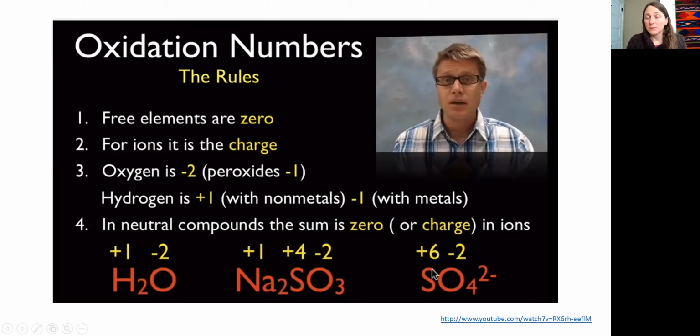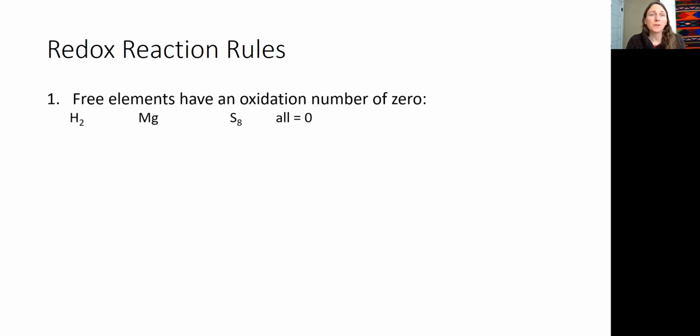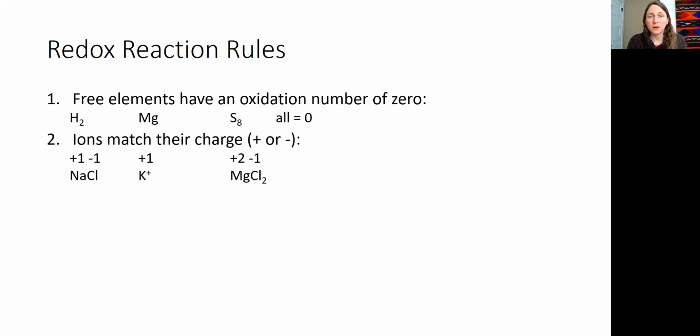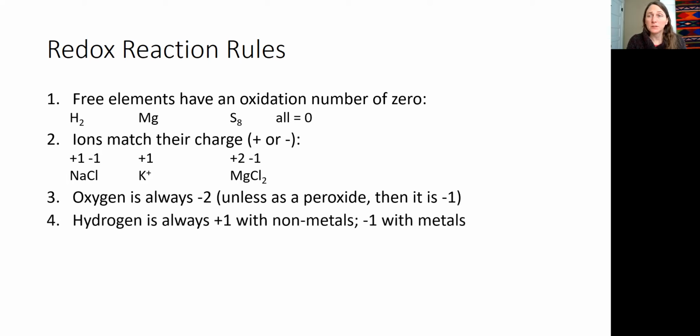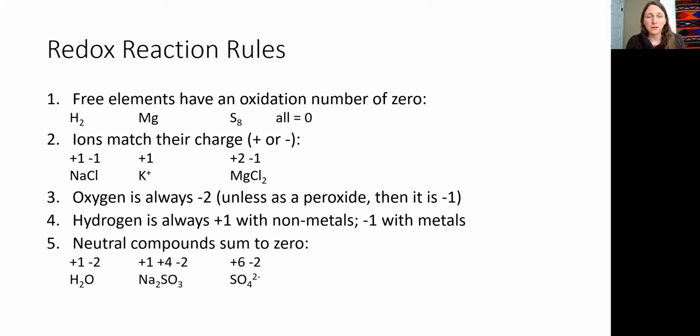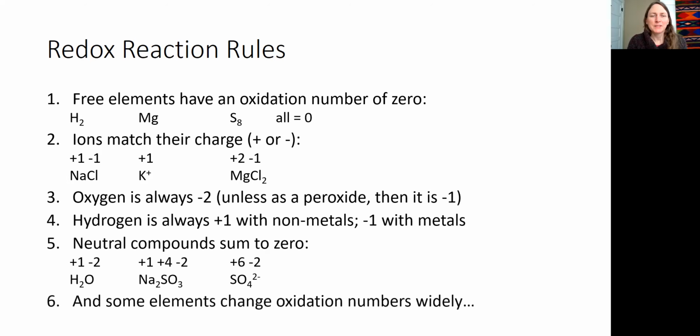So we'll have some practice. I have a worksheet that shows you some practice examples. So, redox reaction rules: free elements have an oxidation number of 0. So hydrogen gas, magnesium, sulfur, all 0. Ions tend to match their charge. So NaCl is +1, -1. A potassium ion would have a +1. Magnesium chloride is +2, -1. Oxygen is always -2, unless it's in a peroxide, then it's -1. Hydrogen is always +1 with nonmetals, -1 with metals. This is kind of redundant, actually. Sorry about that. Good review. Some elements change their oxidation numbers widely, like I showed you with sulfur.